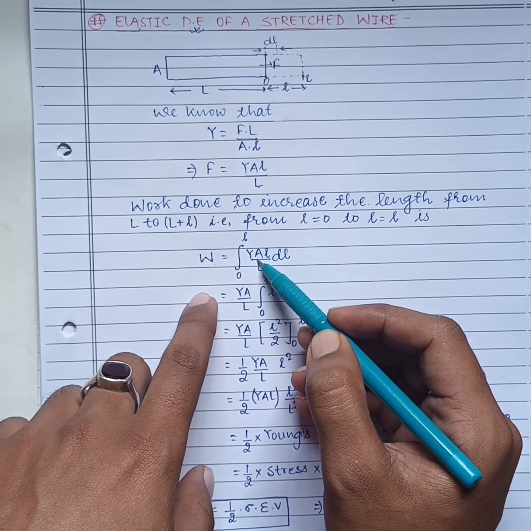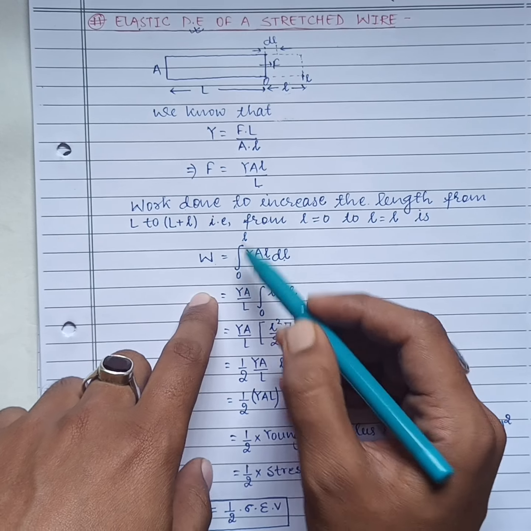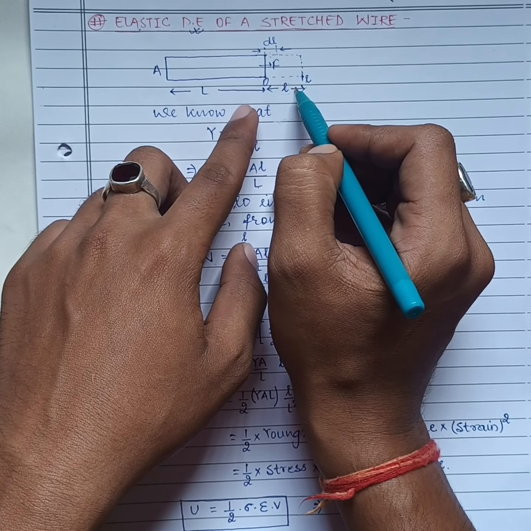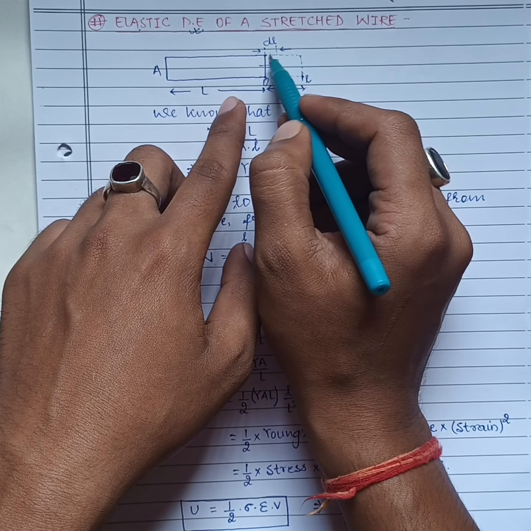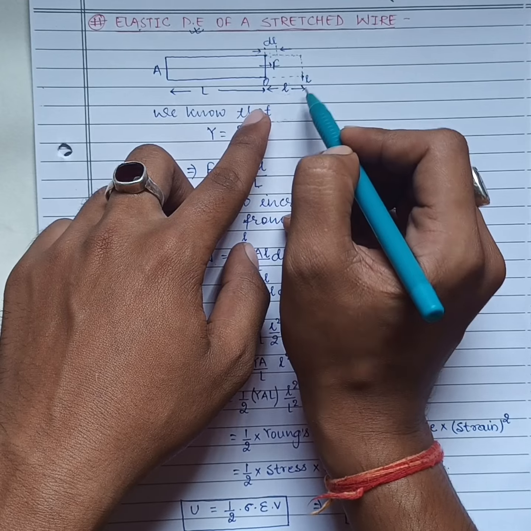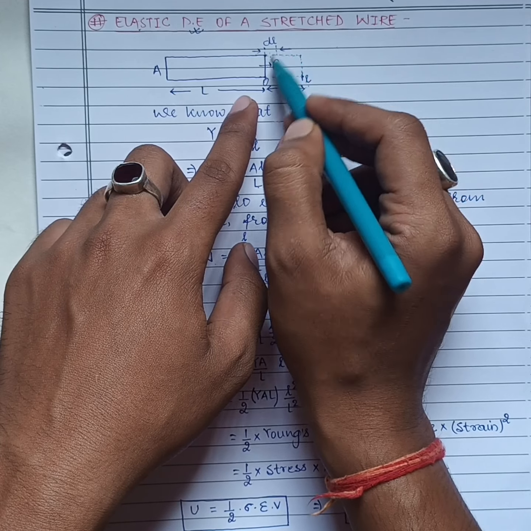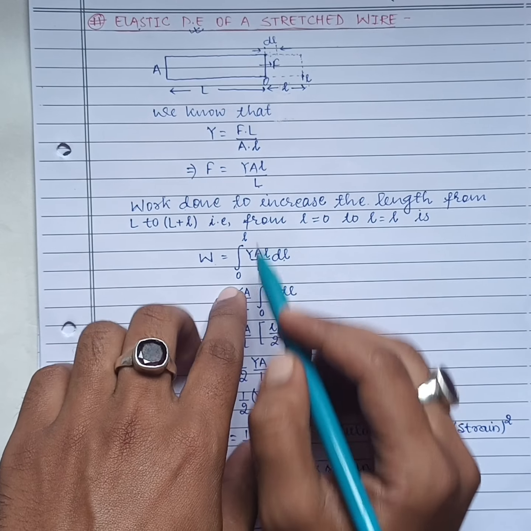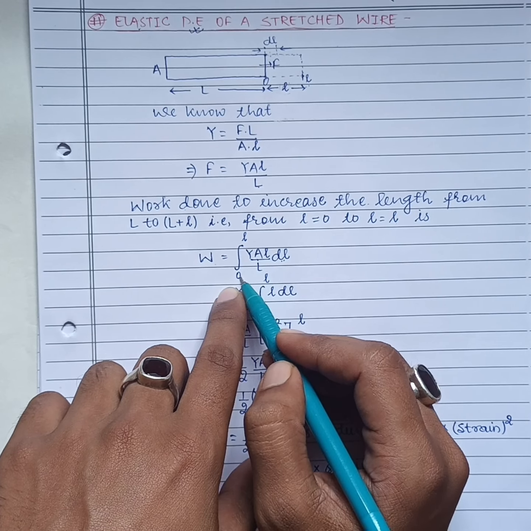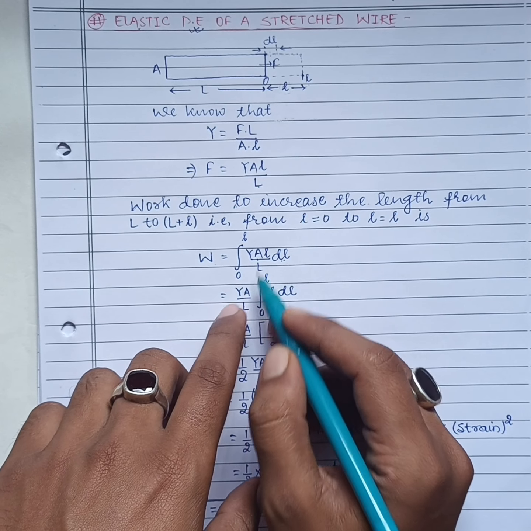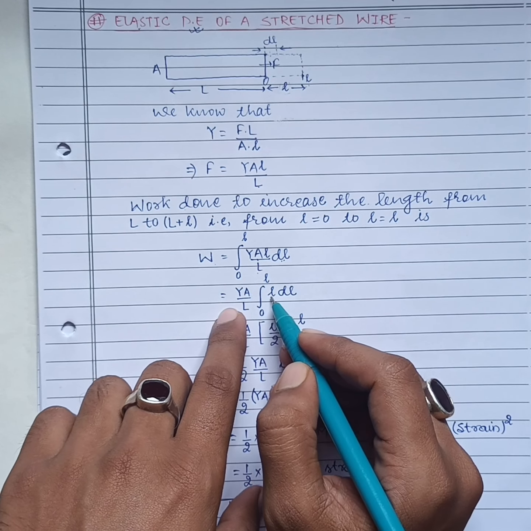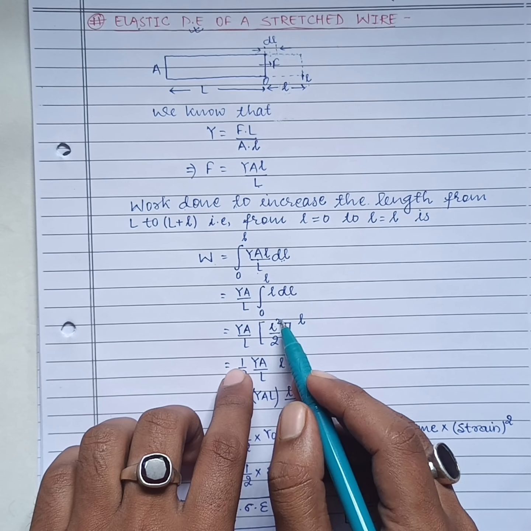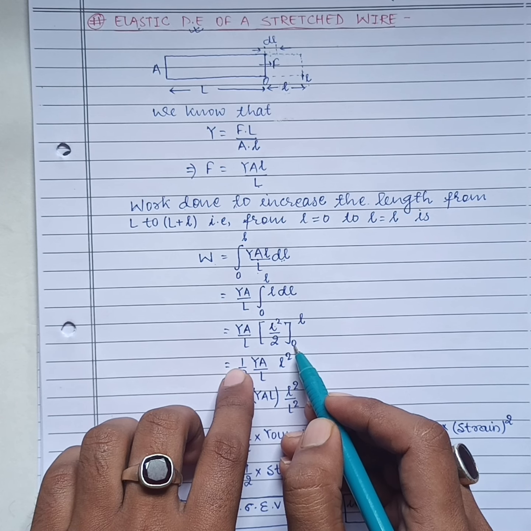Work done is equal to force applied multiplied by displacement. So we are integrating. We will calculate the small increase in length, and accordingly we will integrate the whole part from 0 to small l, and we will get the total distance covered here, that is small l. So integrating force multiplied by displacement from 0 to small l, YA divided by capital L is constant. This l is integrated with respect to dl. So integration of l becomes l square upon 2, from 0 to l.